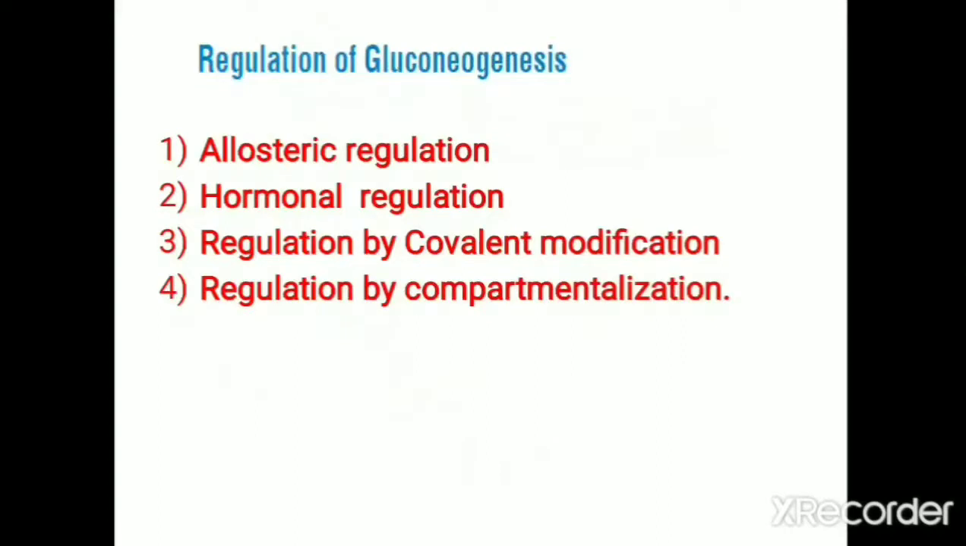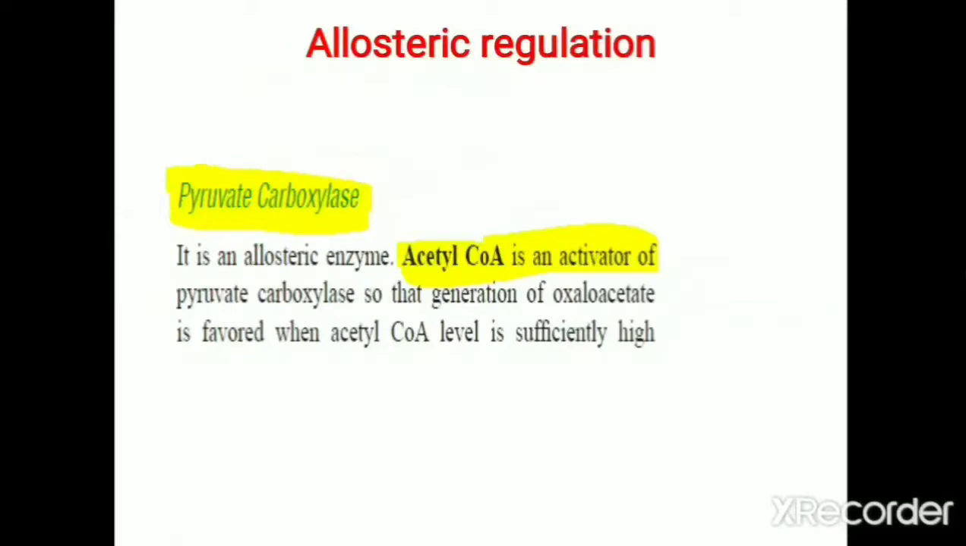And the last part of this essay question is regulation of gluconeogenesis. In regulation you should write these headings: the first subheading, allosteric regulation; then hormonal regulation, regulation by covalent modification, and the last one, regulation by compartmentalization. So all these headings are important for your exam. First one is allosteric regulation. Here the major allosteric enzyme is pyruvate carboxylase, and the allosteric activator for this pyruvate carboxylase is acetyl-CoA. Whenever there is excess acetyl-CoA, it activates pyruvate carboxylase. So that will promote gluconeogenesis.